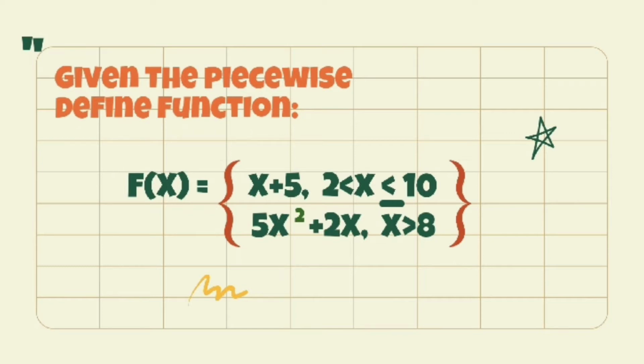Given the piecewise defined function, f of x is equal to x plus 5 if x is less than or equal to 10, and 5x squared plus 2x if x is greater than 8. So, for x plus 5, we have x less than or equal to 10. And for 5x squared plus 2x, we have x greater than 8. So, gagamitin natin ang x plus 5 kapag ang x ay less than or equal to 10. Then, we will use 5x squared plus 2x if x is greater than 8.